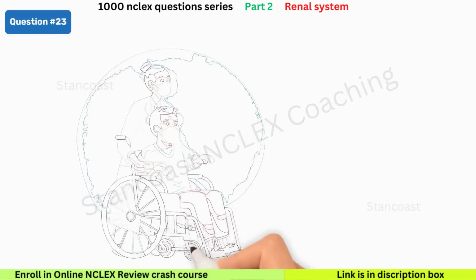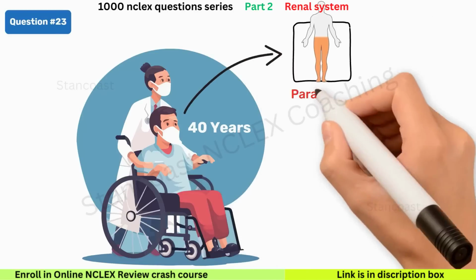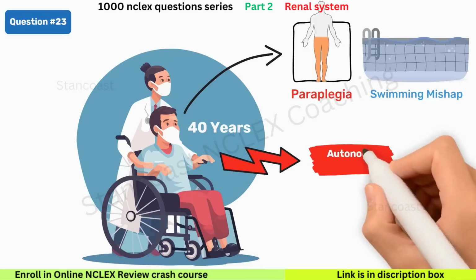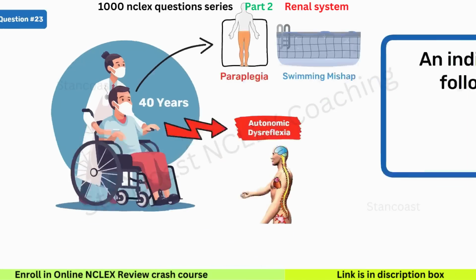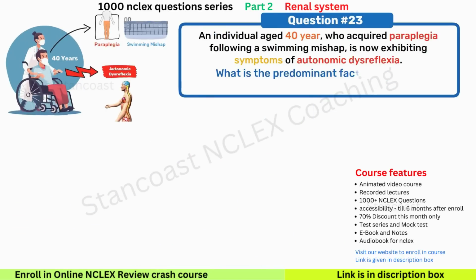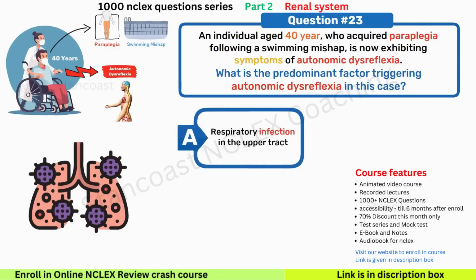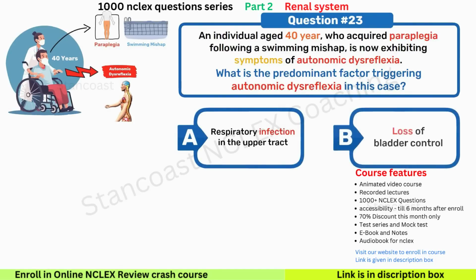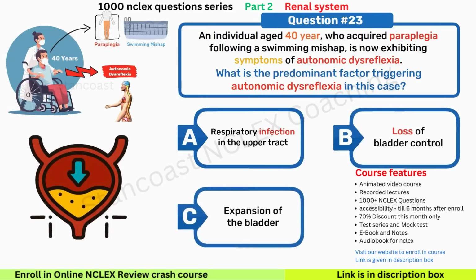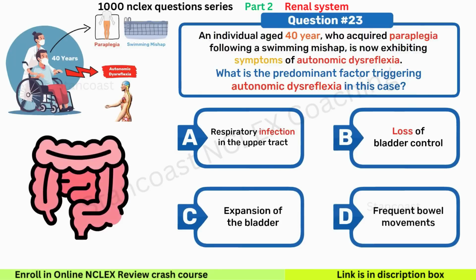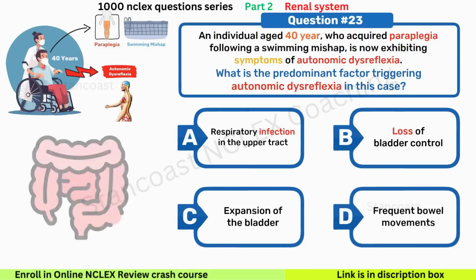An individual aged 40 years who acquired paraplegia following a swimming mishap is now exhibiting symptoms of autonomic dysreflexia. What is the predominant factor triggering autonomic dysreflexia in this case? A. Respiratory infection in the upper tract. B. Loss of bladder control. C. Expansion of the bladder. D. Frequent bowel movements. The correct answer is C.